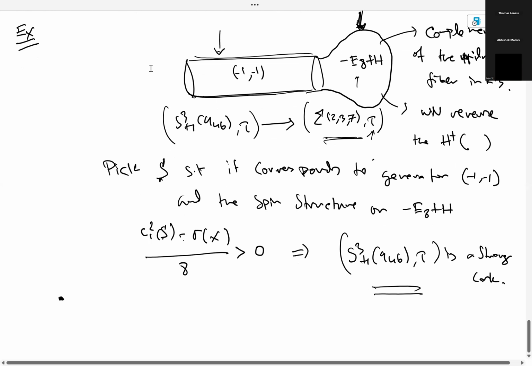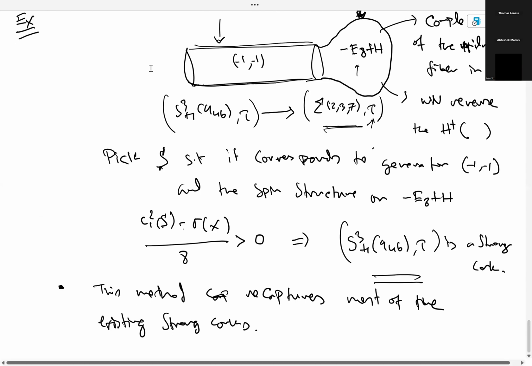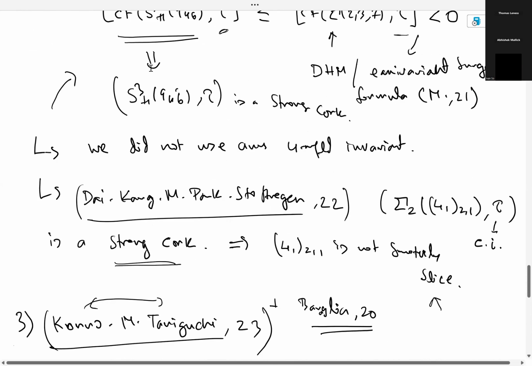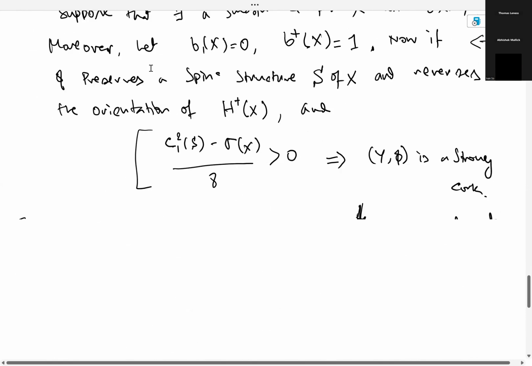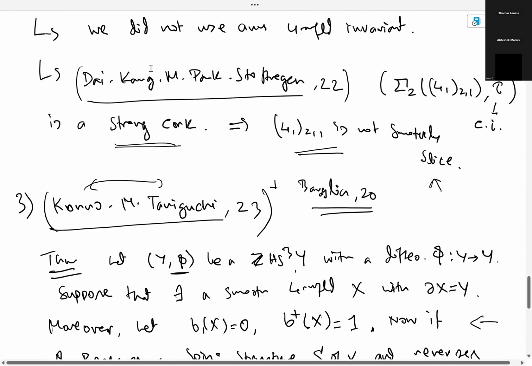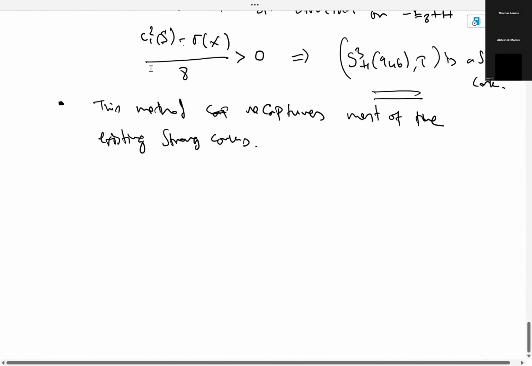I'll end by saying that this method recaptures most of the existing strong corks. In other words, this is not really special about the absolute cork. Any strong cork that exists from prior methods will also be recovered by this method. In particular, this gave a reproof of the fact that the 2-1 cable of the figure 8 knot is not smoothly slice using this sort of approach. Okay, so I think that is all I'm going to say about corks.